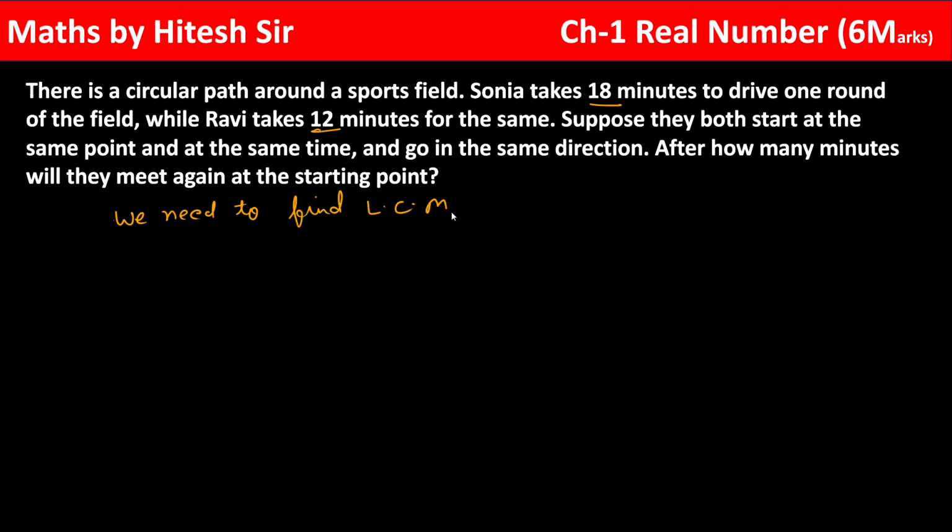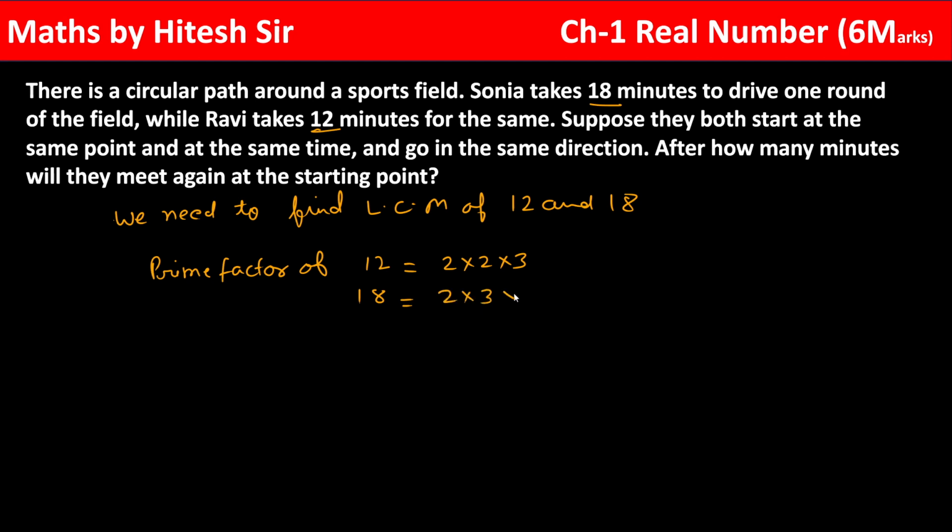LCM of 12 and 18. So, prime factors of 12 and 18. Prime factors of 12: 2 twos are 4, 3 twos... 2, 2, 3 make 12. And prime factors of 18: 2, 3, 3 make 18. So what is the LCM?